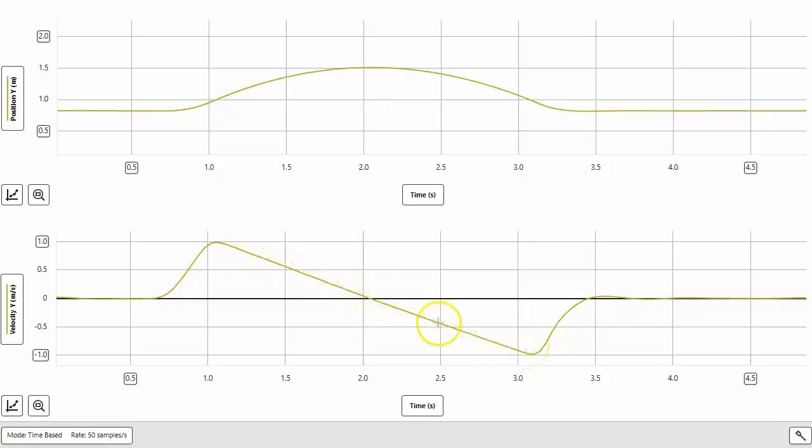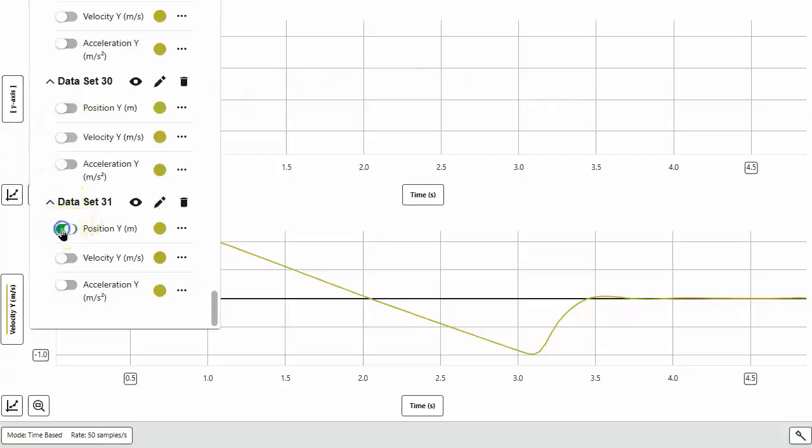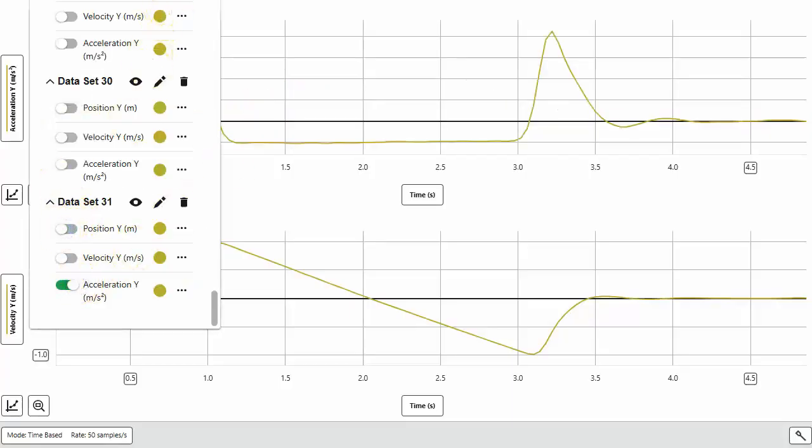Now you'll notice that this is a fairly straight line and that represents the acceleration. So the slope on a velocity versus time graph represents acceleration. Now let's go ahead and turn on the acceleration graph and see what that looks like. I'm going to turn off the position and turn on the acceleration.